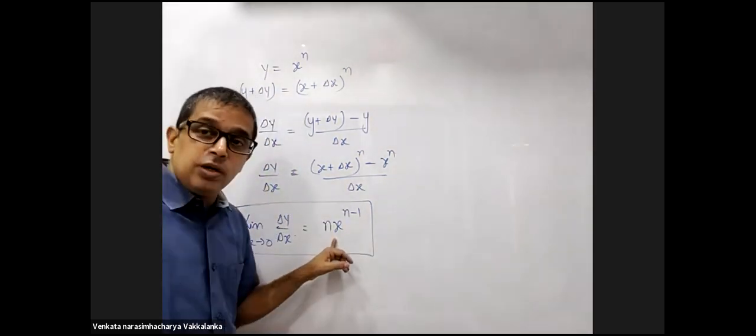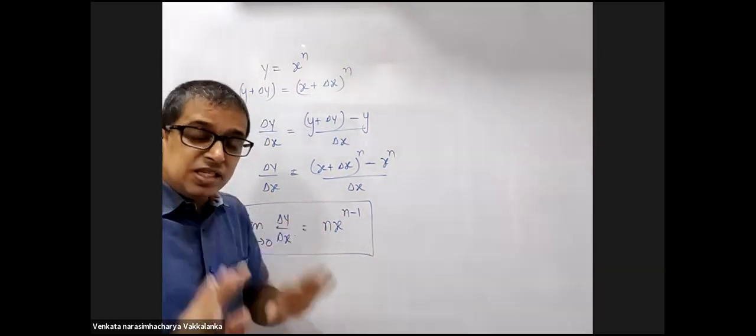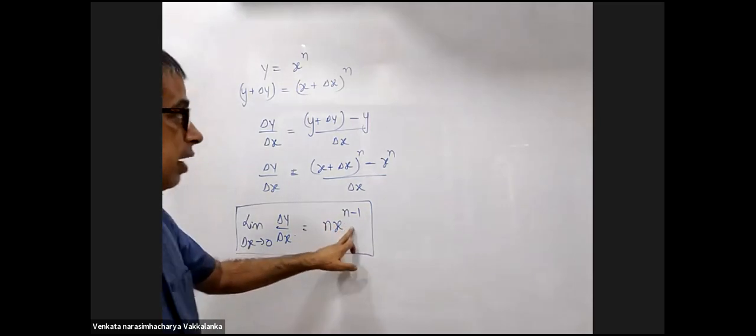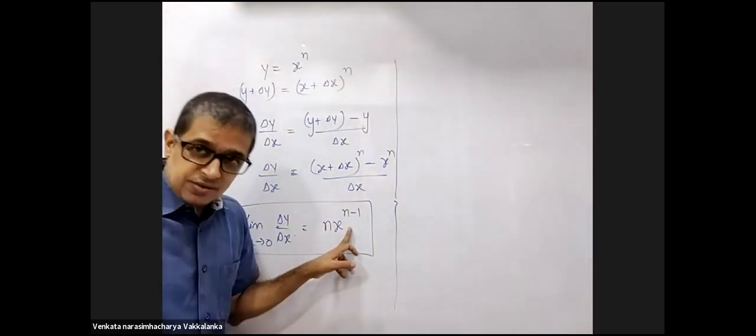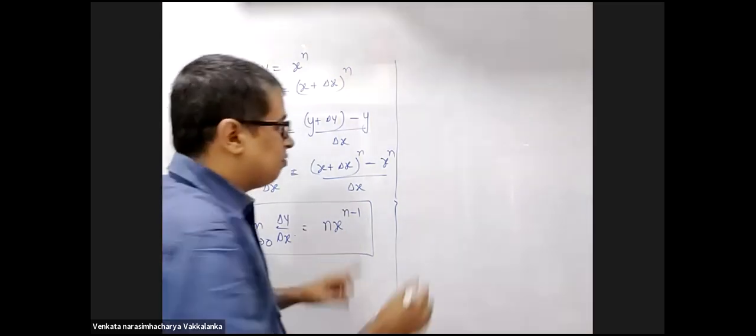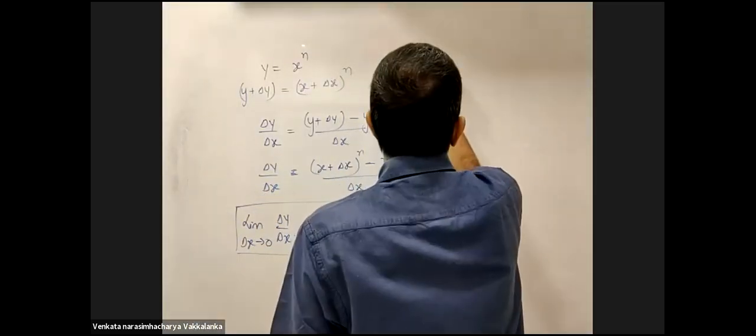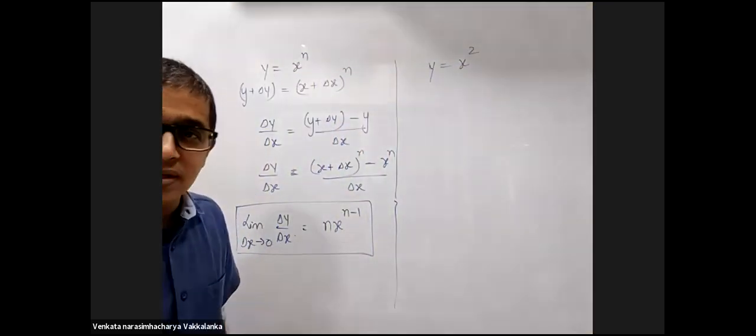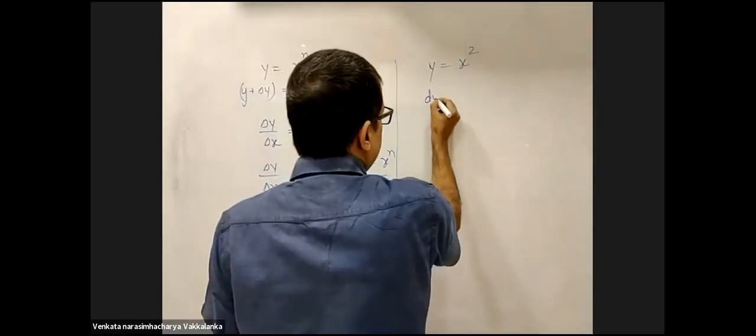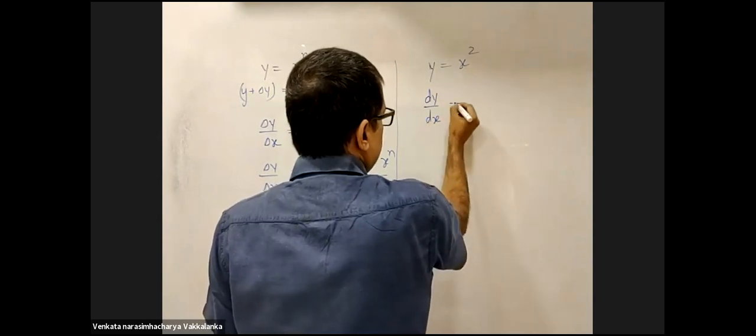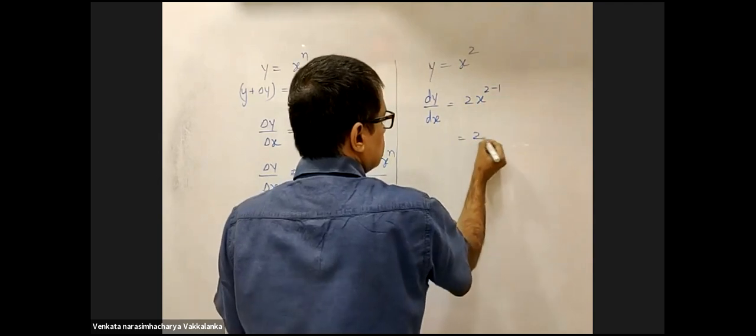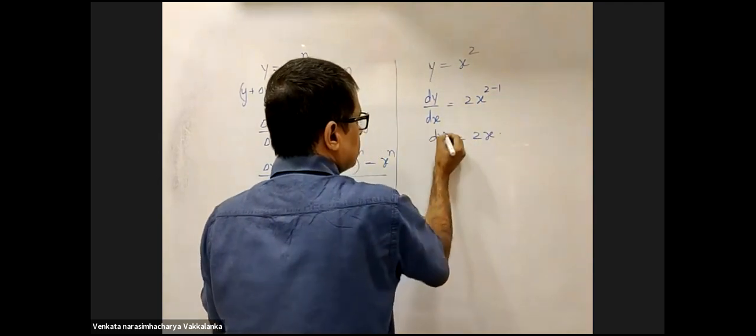Am I expected to remember this? Yes. This will serve the purpose in physics. Are you trying to tell me it will work out for all the values? Yes, a general formula. For example, you told me y equal to x square. You have done this. Now what will dy by dx be? This will be x to the power 2 minus 1, which is 2x.